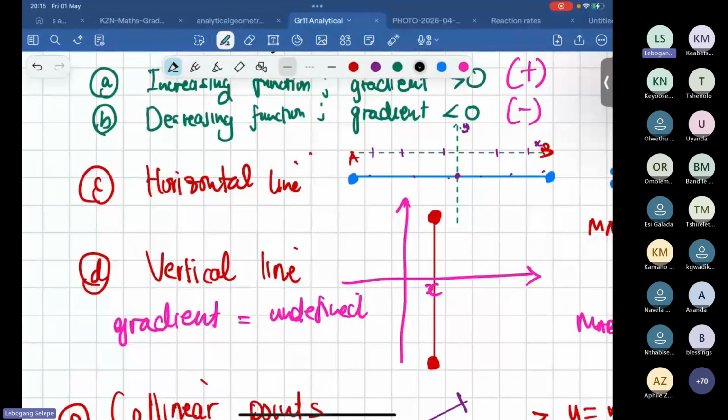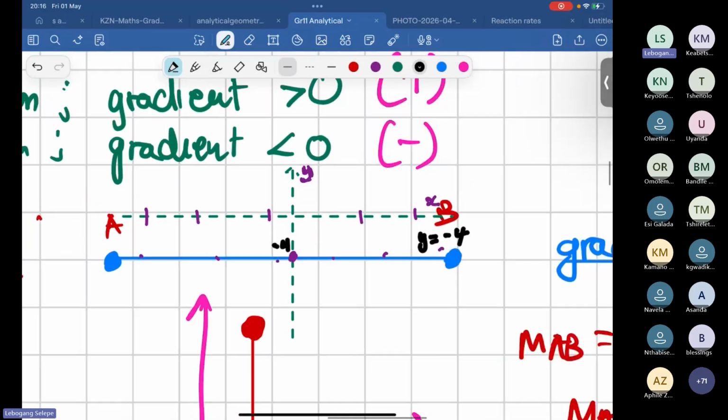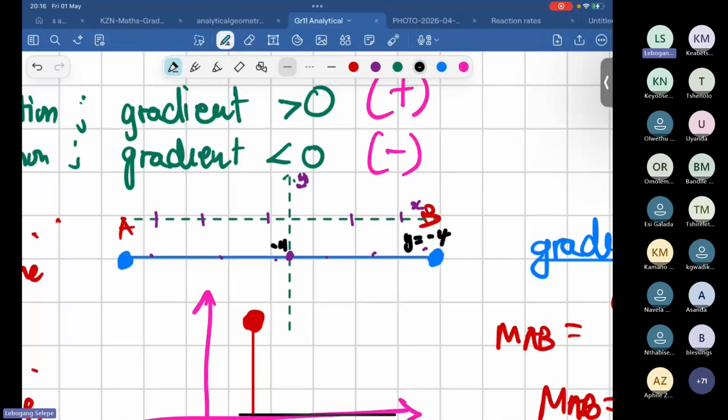So we say that a horizontal line does not have a change in the y values. How do we know that? If you look at this Cartesian plane that I've drawn right here, and you see the blue line segment, you can see that it's on the same y value. Right? If this was -4, then this line would be y is equal to -4, which shows us that there is no change in the y values. So the y values are remaining the same throughout. So what does that mean for our gradients? That automatically means that you're going to have a gradient of 0.